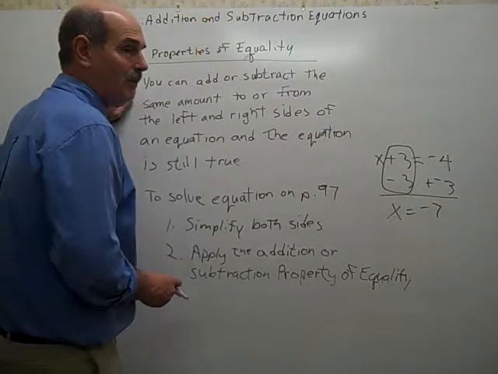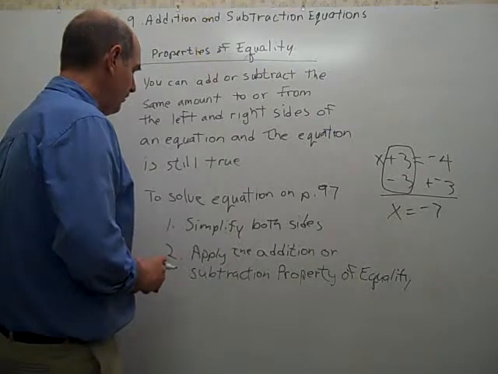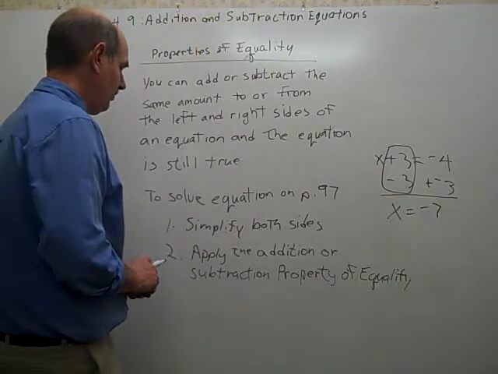There's an addition property of equality, which says you can add the same thing to both sides of an equation, and a subtraction property of equality that says you can subtract the same thing from both sides of an equation.